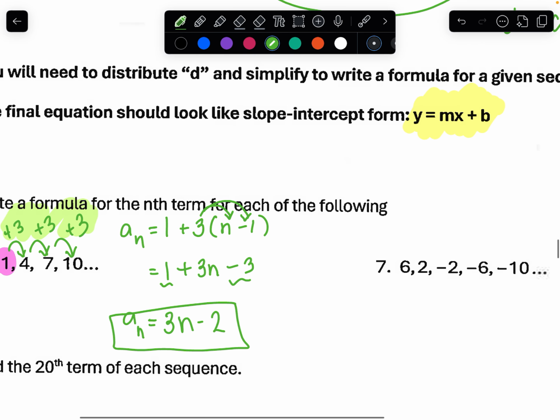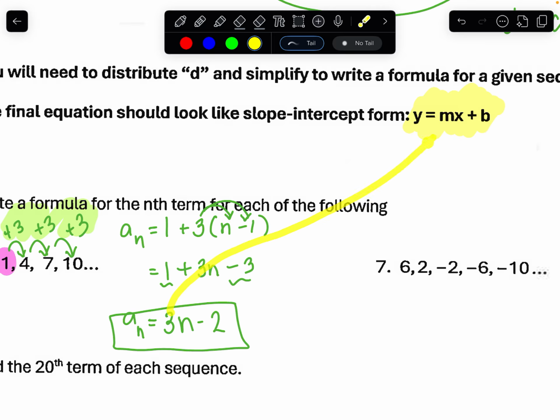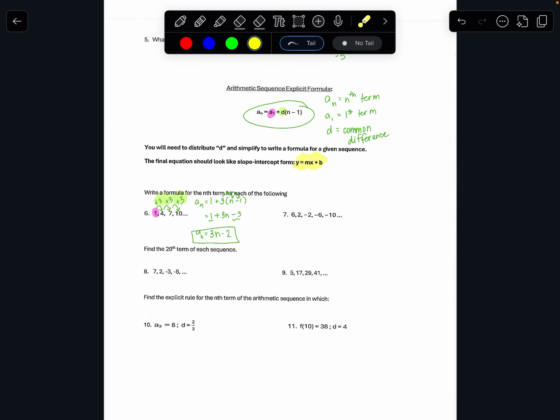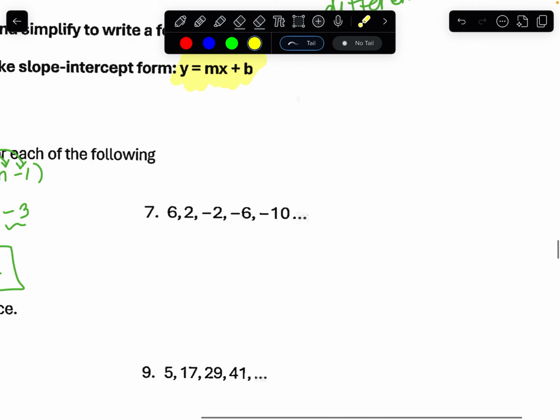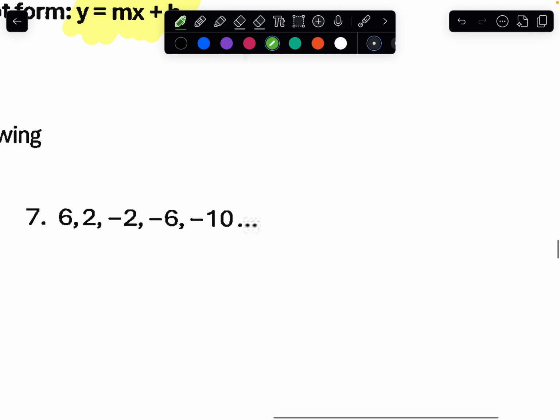And if you notice, it's very similar. This is our m, and this is our y-intercept. And, I think it's on the next page. Yes, on our next page, we'll see it a little bit more in depth. But let's go over number 7 together.